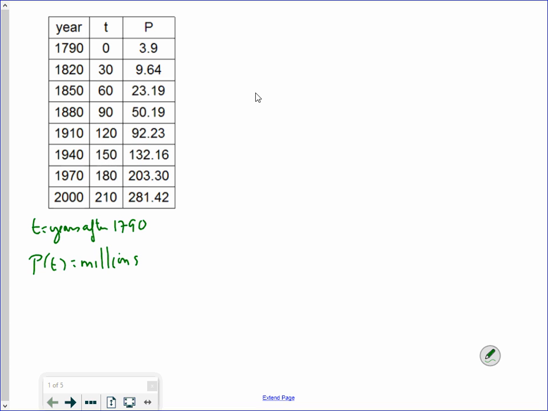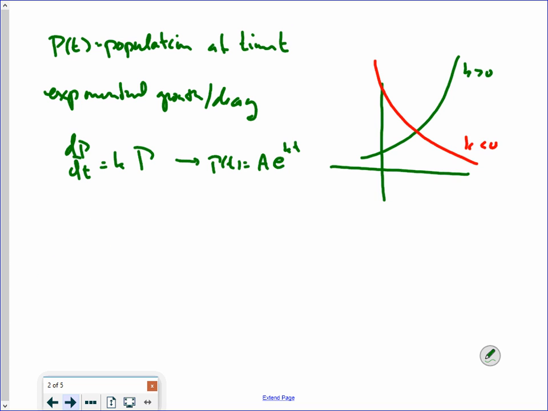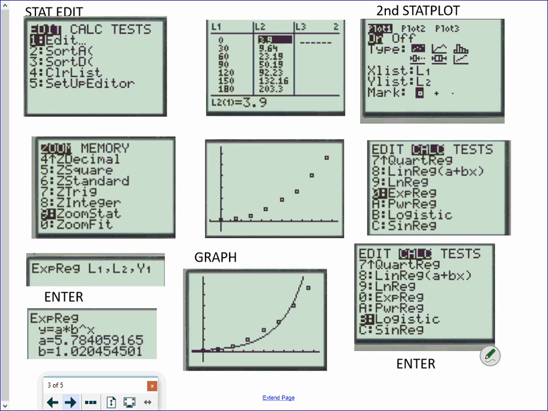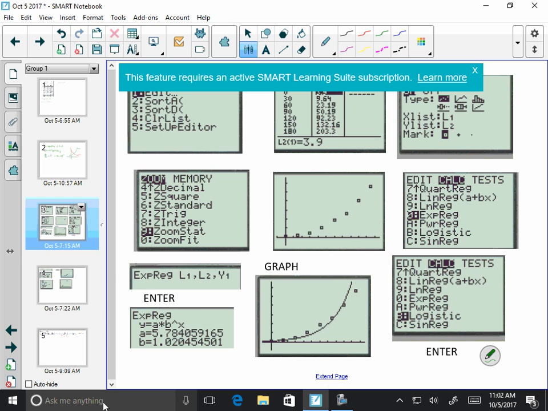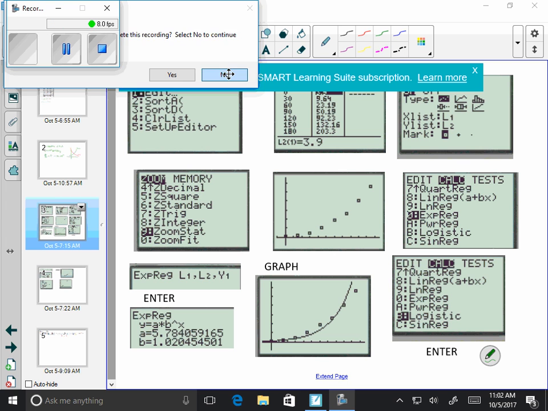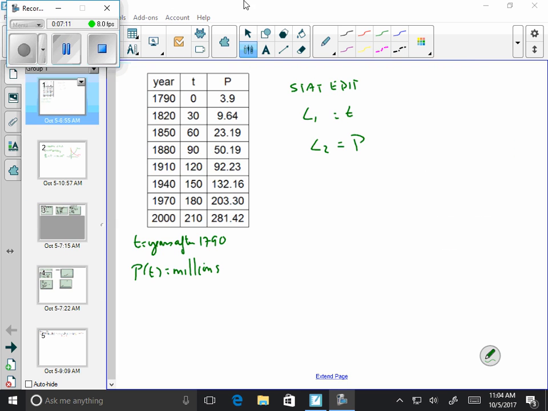I'd like us to put this in. I had a feeling this wasn't going to work, but in case you don't remember how to do this, you go to Stat, Edit. So you go to Stat, Edit, and it will pull up the L1 and L2, and we want to enter those numbers for L1 and L2. Let me pause while folks enter those numbers. So we've entered those numbers into the lists. L1 is going to be T, L2 is P.